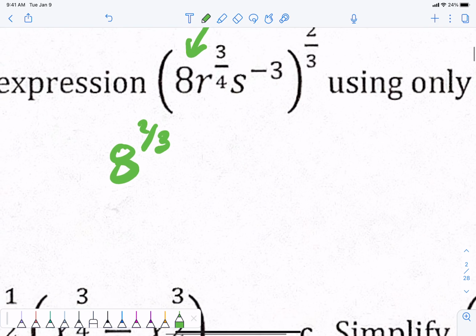Don't do it in your calculator. We're going to do it here in a second. We're going to do it in our heads.